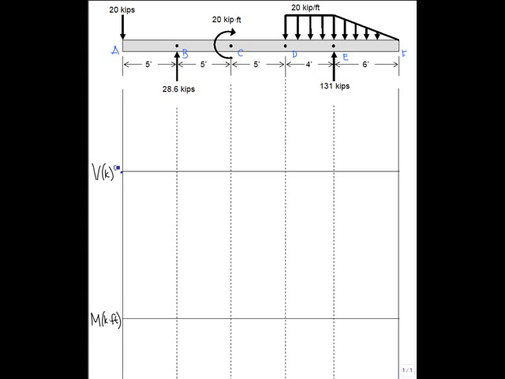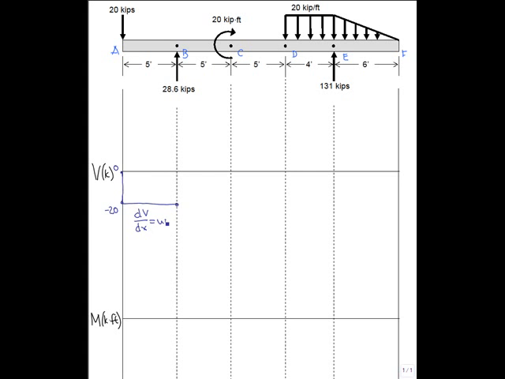The first thing that we encounter is the 20 kip load at A pointing down, which is going to cause a negative jump in our shear diagram to a value of negative 20 kips. Now between points A and B there is no load. Therefore, there is no change in shear. So we have a horizontal line, slope of 0, remembering that the slope of the shear curve is equal to the magnitude of the load curve. There is no load between those 2 points, therefore there is no slope.